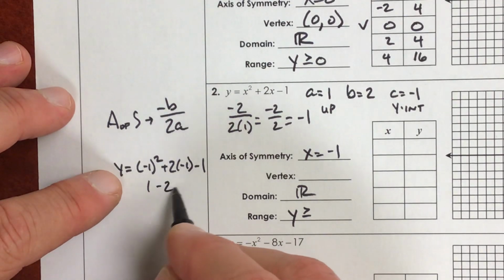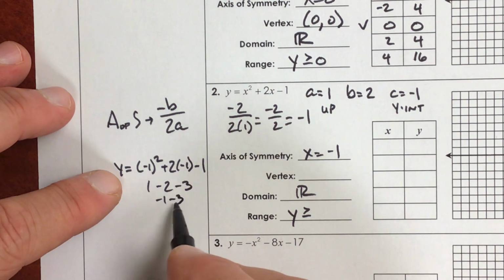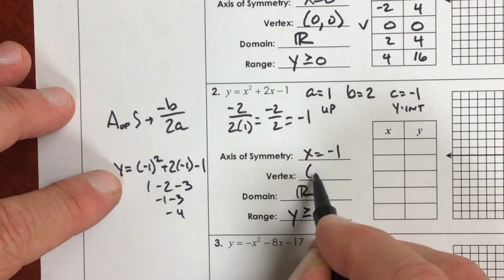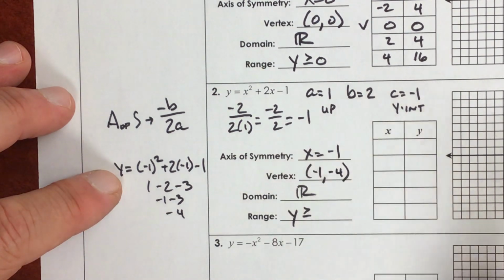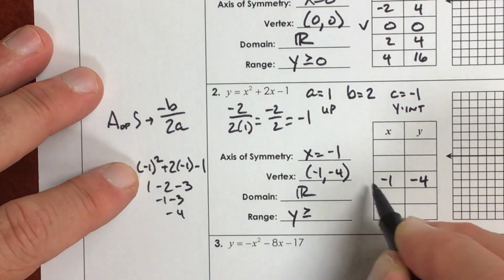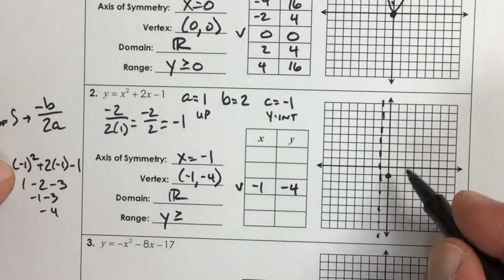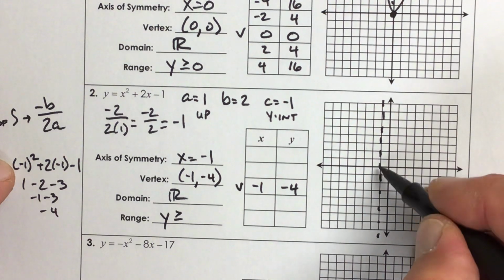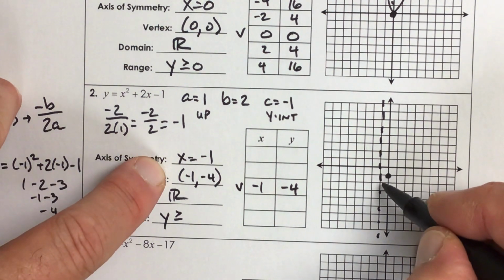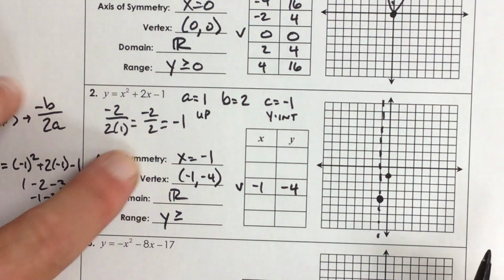So this is 1 minus 2 minus 3. 1 minus 2 is negative 1, minus 3 is negative 4. So our vertex is negative 1, negative 4. So we're going to put that one here because that's our vertex. So we come over here, negative 1, negative 4. Our negative 1 is our axis of symmetry, 1, 2, 3, 4. So here it is. There's our point.